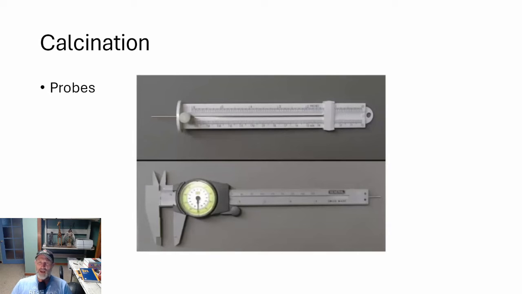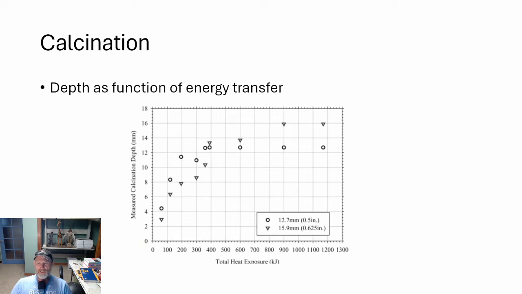So here's a couple examples from NFPA 921. You could use a standard caliper with the back end measurement device or a depth gauge. Either one works. This is kind of an interesting chart. This is a Hughes Jensen chart. A few minor mistakes here.